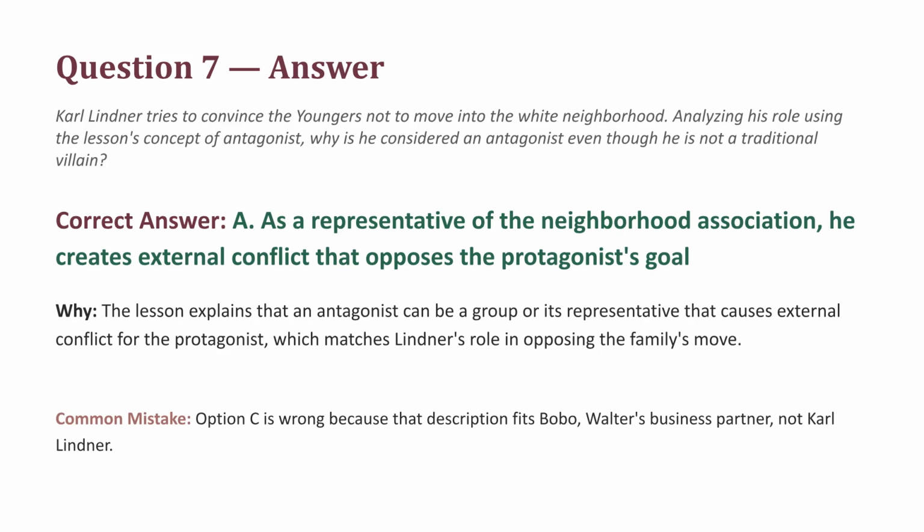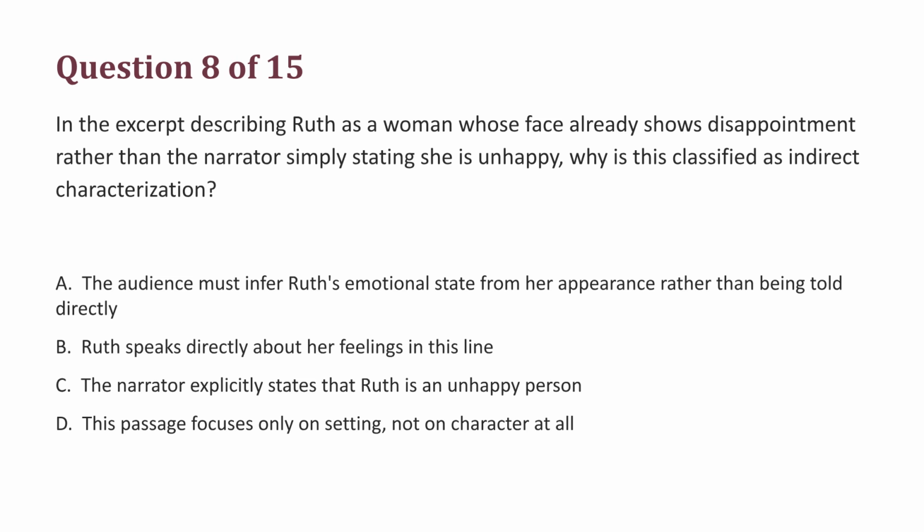Cognitive level. Analyzing. The correct answer to question 7 is A. As a representative of the neighborhood association, he creates external conflict that opposes the protagonist's goal. The lesson explains that an antagonist can be a group, or its representative, that causes external conflict for the protagonist, which matches Lindner's role in opposing the family's move. Option C is wrong, because that description fits Bobo, Walter's business partner, not Carl Lindner.